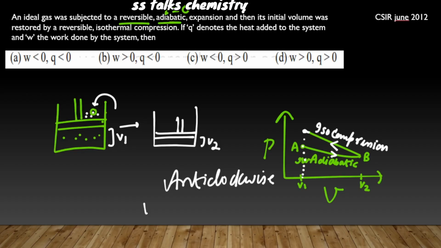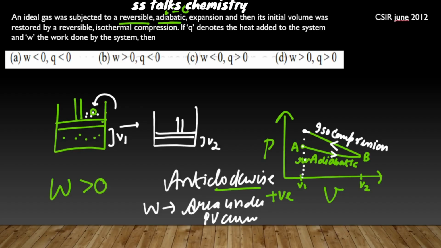Now the work done is shown by the area under the curve, the area under the PV curve. This is what the work is shown by. Now in the anti-clockwise direction, the work done is taken to be positive. If it is in the clockwise direction, then it is taken to be negative. That means here the W that we will be having is going to be greater than zero. Okay. Now the first process was reversible adiabatic. That means Q in this was zero. Right. The second process is isothermal compression.